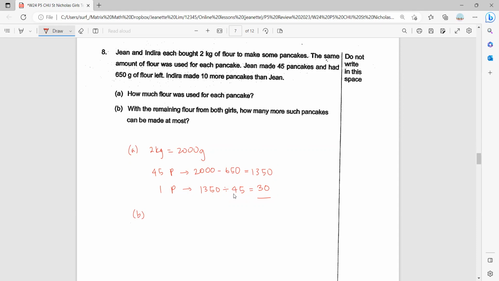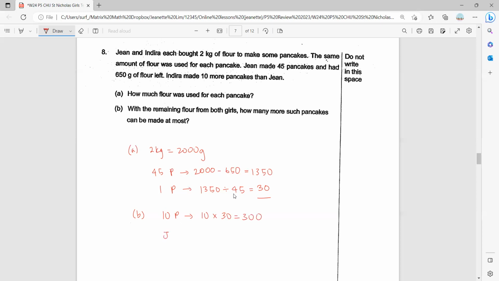Okay, for Jean it is 650 grams. What about Indira? Indira would have less flour left because she made an extra 10 pancakes. So let's find what 10 pancakes is. That's the extra that she used. So 10 times 30 is 300, right?